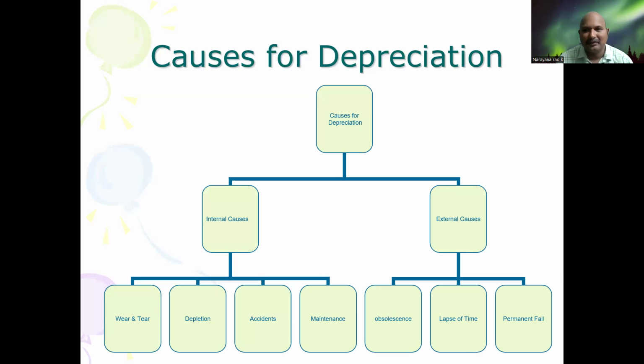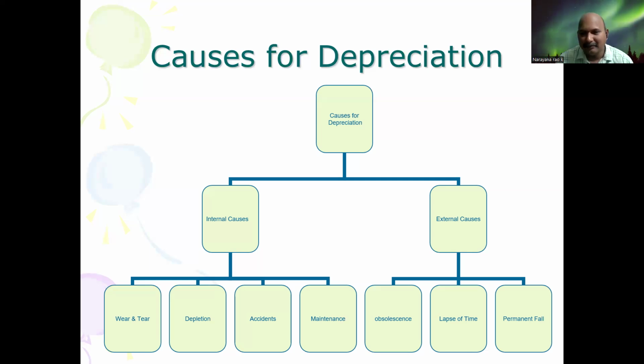Next, depletion. Depletion is the reduction in the value of an asset. For example, when you take a coal mine and dig the coal from the mine, the value of the mine is reduced. Accidents and maintenance. These are all internal causes. Next, we go for external causes.